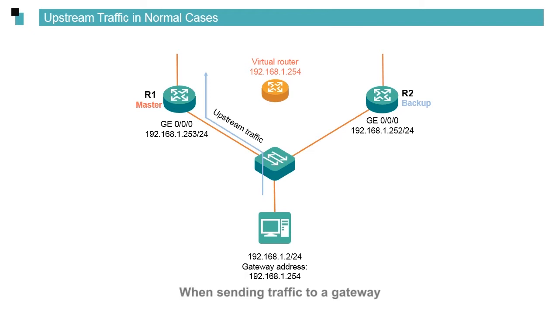When sending traffic to a gateway, a PC initiates an ARP request for the MAC address corresponding to the IP address 192.168.1.254. Both R1 and R2 receive the ARP request, but only R1, which is playing the master role, responds to the request. Traffic is then forwarded to R1 through the switch. R1 continues to route traffic and R2 discards data packets.